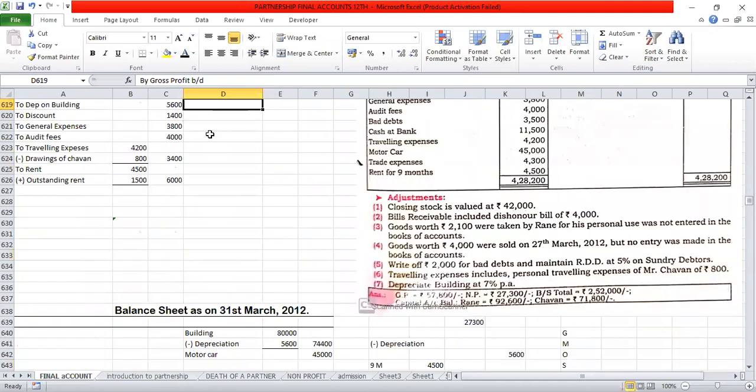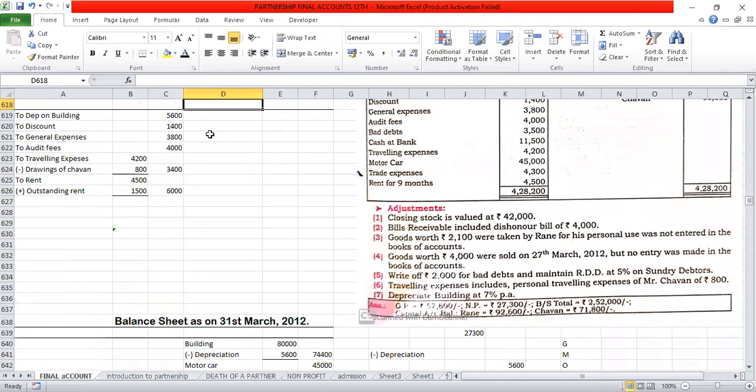Next, bill receivable dishonor, that is over. Goods taken by Rane is also over. Fourth, unrecorded sales, that is also done. Fifth is pending. Sixth is traveling expenses, that is also over. Seventh is depreciate building 7%, that is also over. Now the only things left are write off further bad debt 2,000, and maintain RDD 5% on sundry debtors.